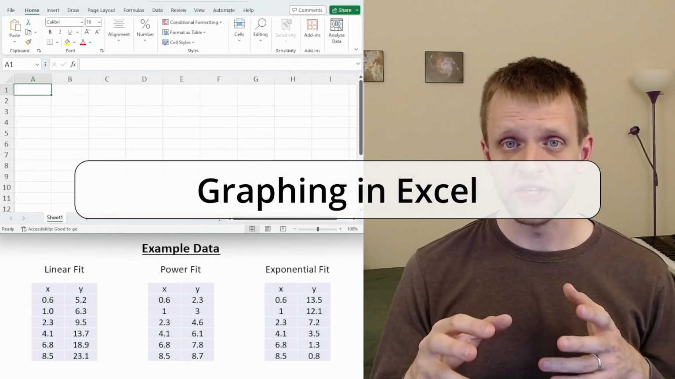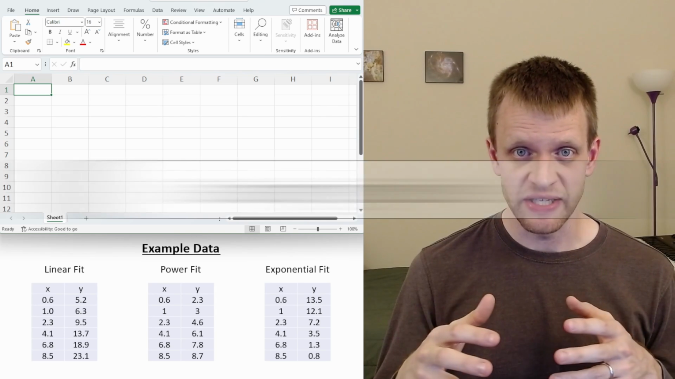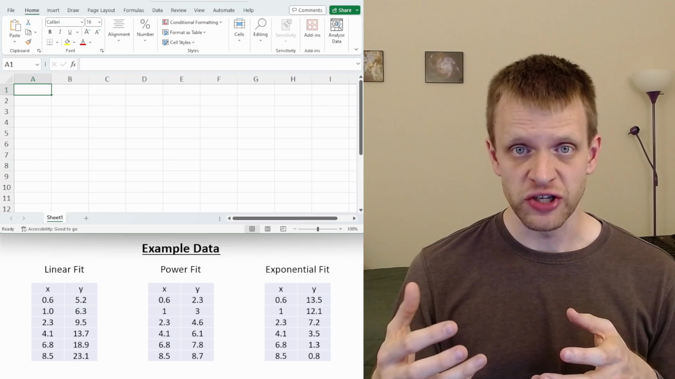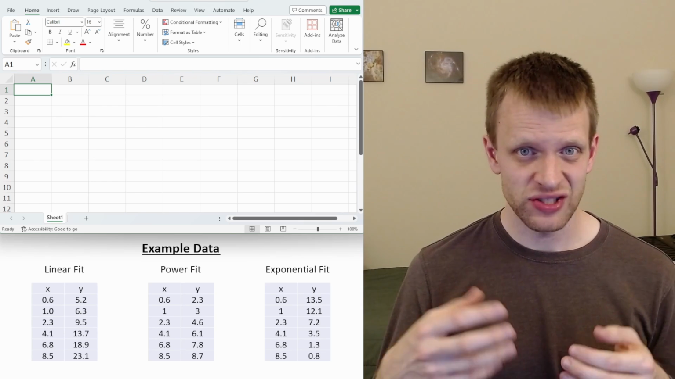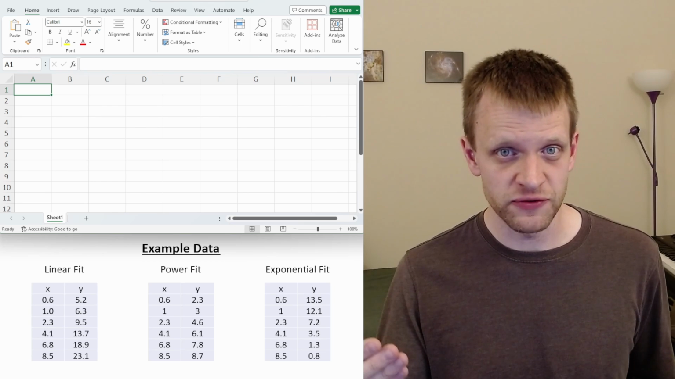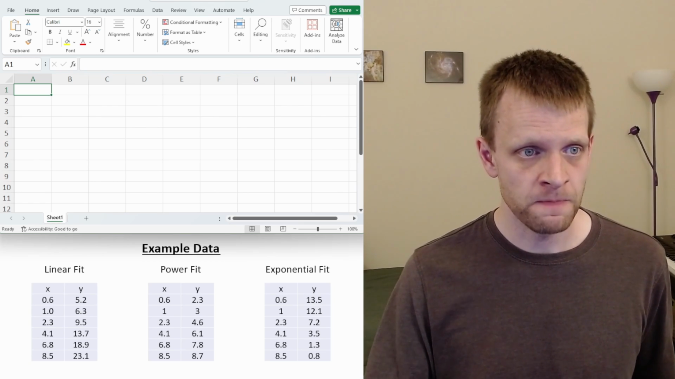So let's start with seeing how to make these scatter plots in Excel. I'm using the version for PC. Versions of Excel for different operating systems might have slightly different functionalities, but hopefully this is general enough to match with most versions.